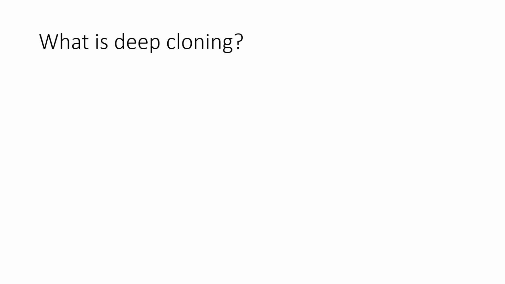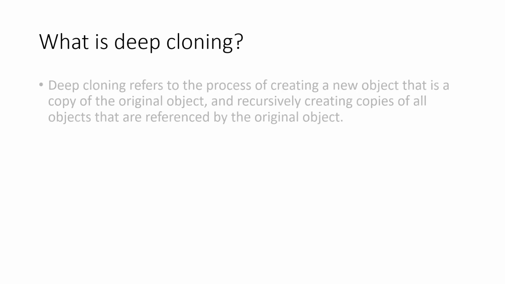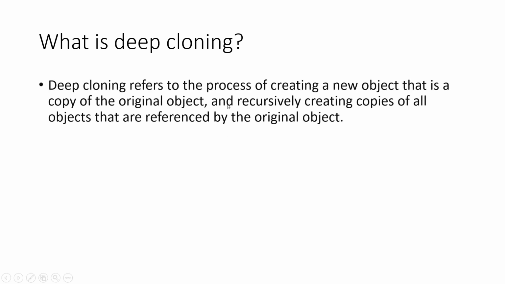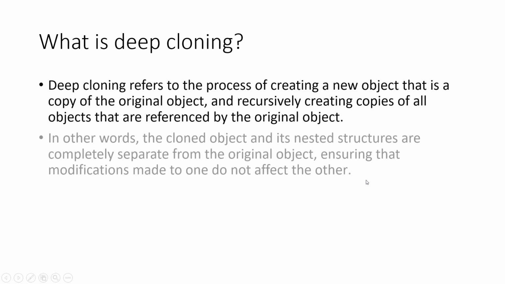Next, what is deep cloning? In deep cloning, it refers to the process of creating a new object that is a copy of the original object, but recursively creating copies of all the objects that are referenced by the original object. Let's say Employee and Address. If I clone Employee, Address will also get cloned. I will show you that in a while.